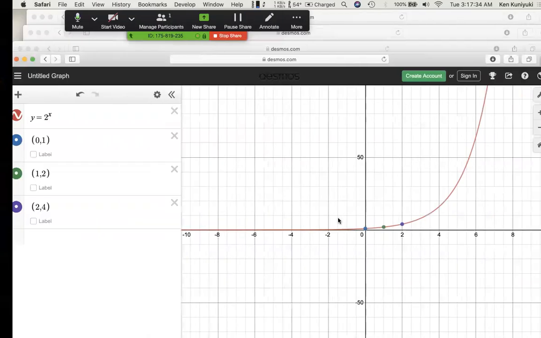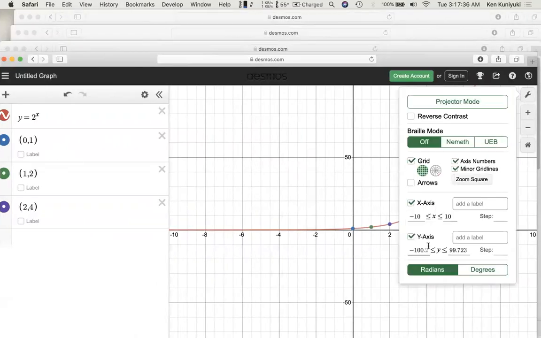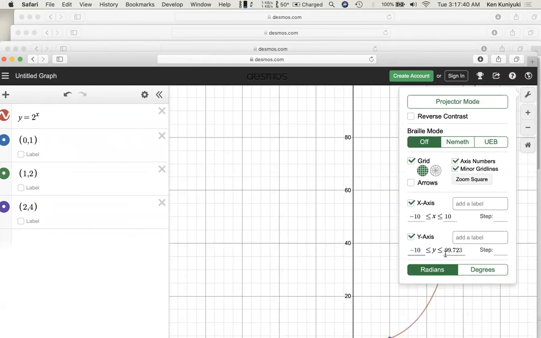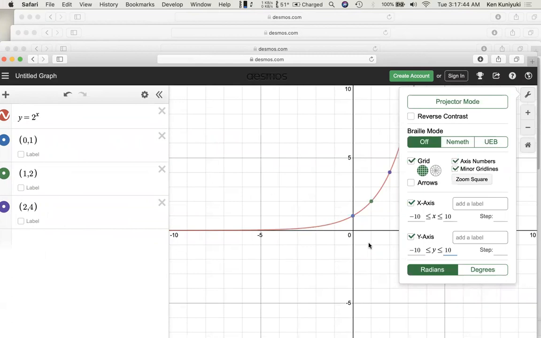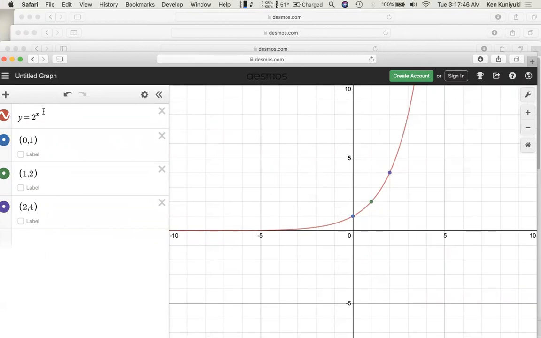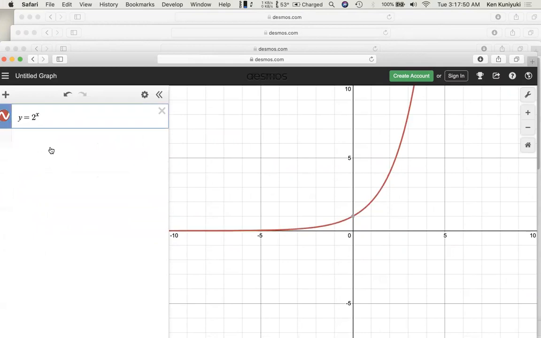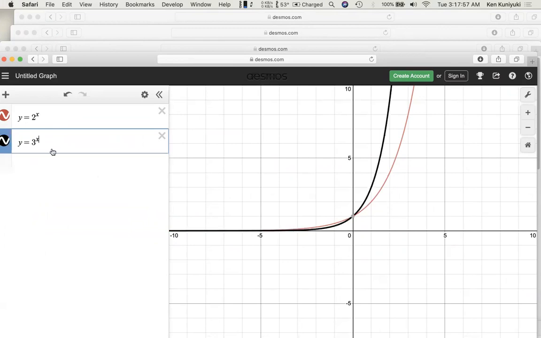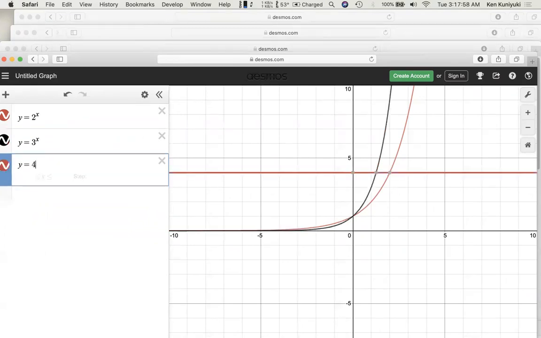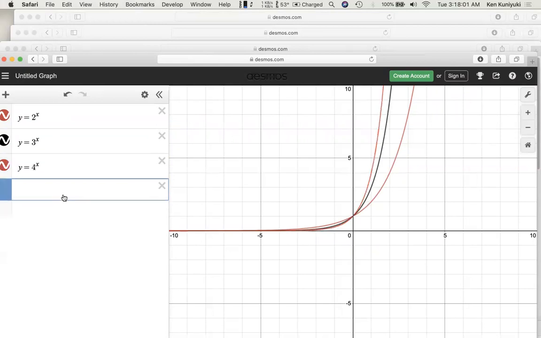Actually, let's go back to the original. Let's go back to equal scaling, negative 10 and 10. Well, here we have y equals 2 to the x. Here's y equals 3 to the x. And y equals 4 to the x. These are all J curves.